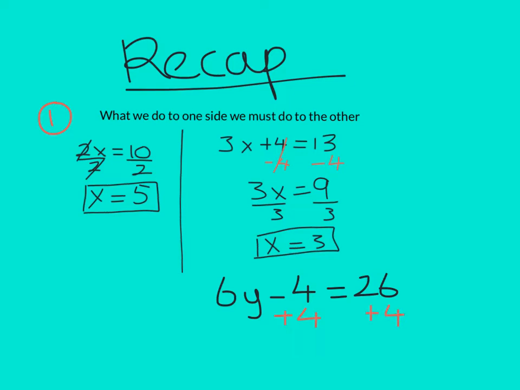And then that would give me 6y. These cancel and I get 30 on the other side. And if I divide both sides by 6, I get y equals 5. Okay, kind of running out of space there to do it, but like so.